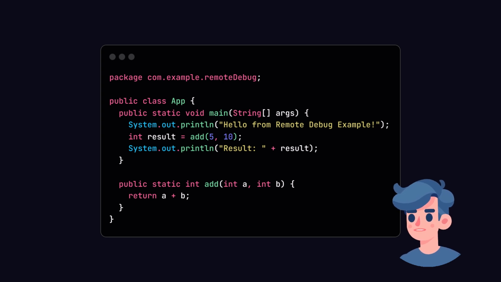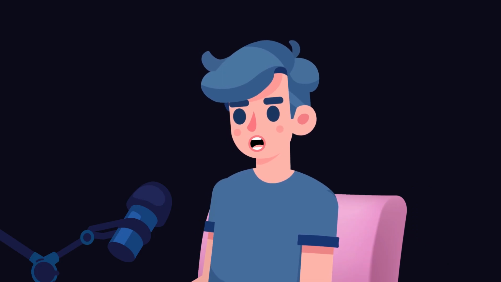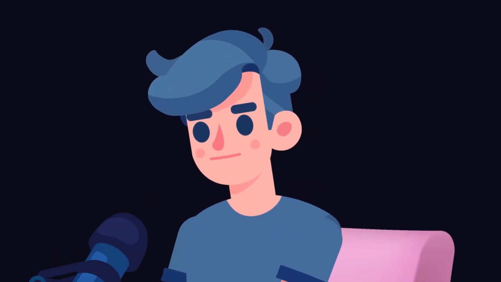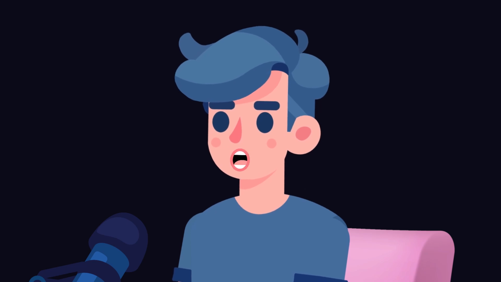Open src/main/java/com/example/remotedebug/app.java and replace the content with this basic structure. This is a very simple application that adds two numbers. Now we need to set up our remote application to be able to accept the debugger connection.